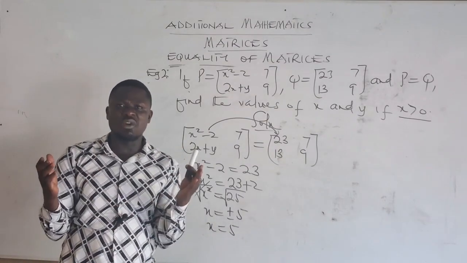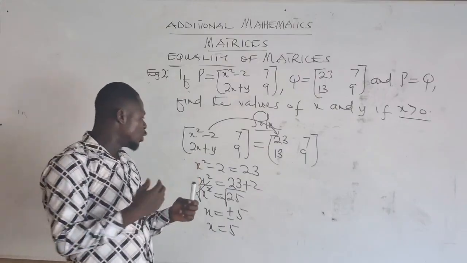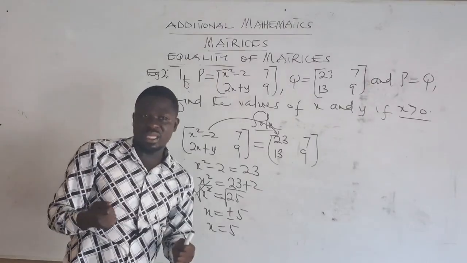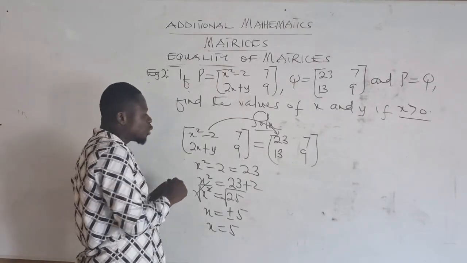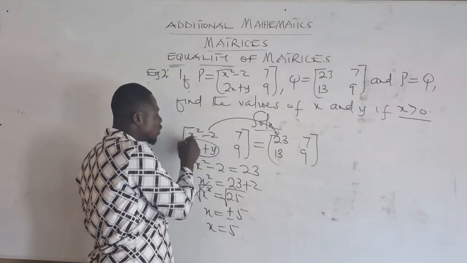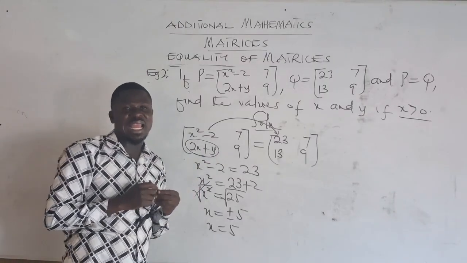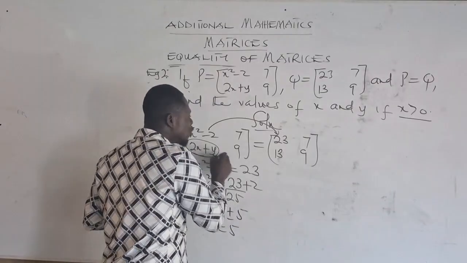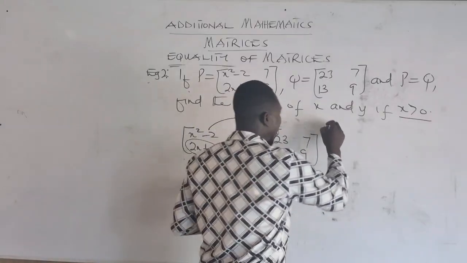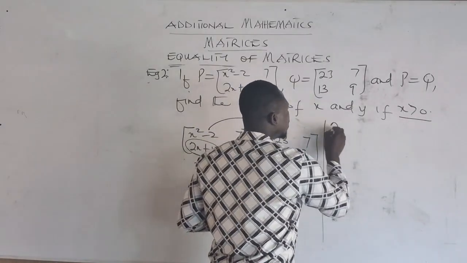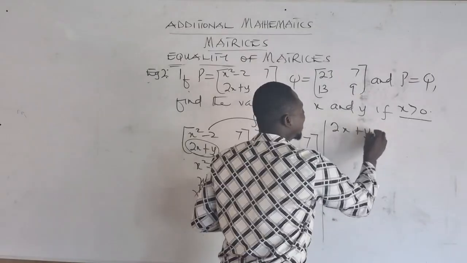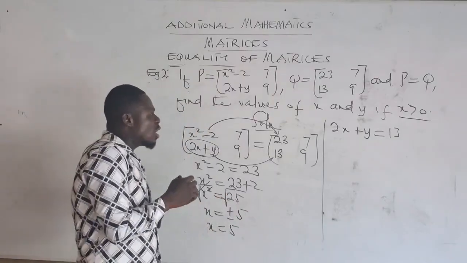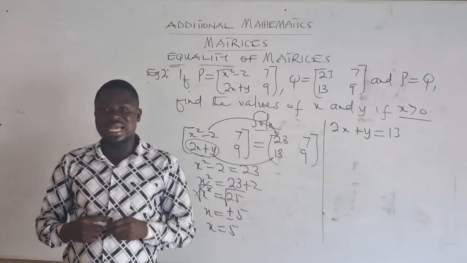Having found the value of x, which is 5, we will use it to find the value of y. Why are we doing that? Because where the problem is found in the second one, it is y and x put together. So therefore, we will equate this to this, and then we write it as 2x plus y is equal to 13. Now, the value of x has been gotten here as 5.